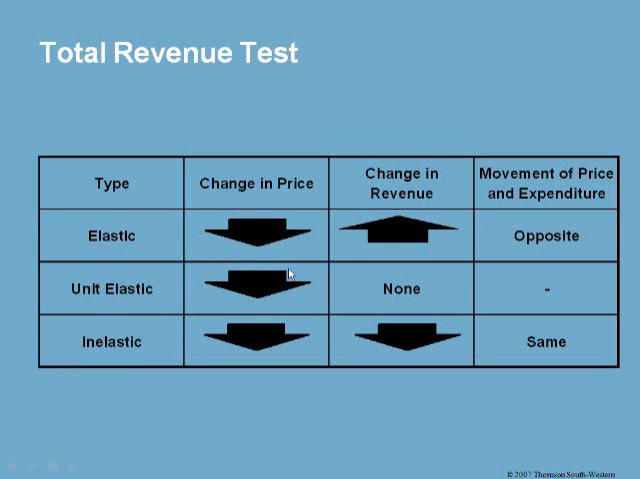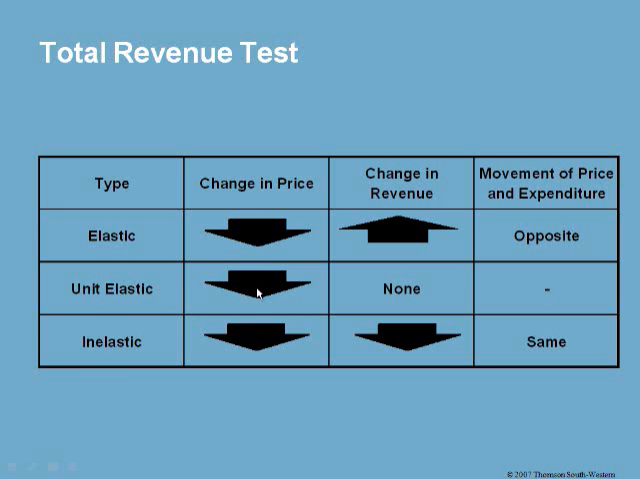Unit elastic is when the price changes, but because the price and the quantity demanded are offsetting each other in percentage terms, there's no change in revenue. So a 20% decrease in price meets with a 20% increase in the quantity demanded, and at the end of the day, the firm ends up with the same amount of revenue as it started with.